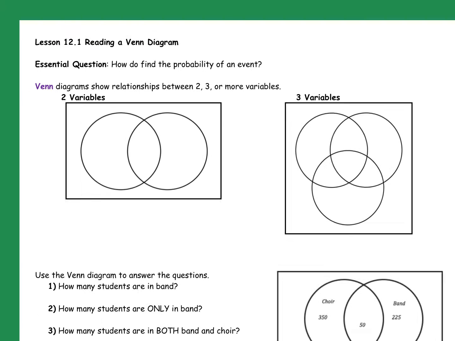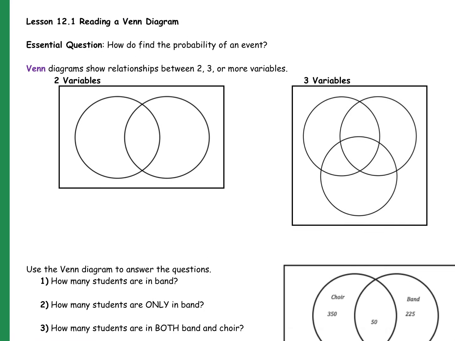The first thing we're going to talk about is Venn diagrams. Venn diagrams, you've probably seen them in science a lot, right? They show the relationship between 2, 3, or more variables. So, comparison, right? Inside, you might have baseball and math. I'm just making something up. How many people play baseball and math, right?